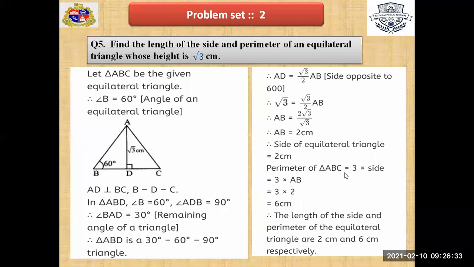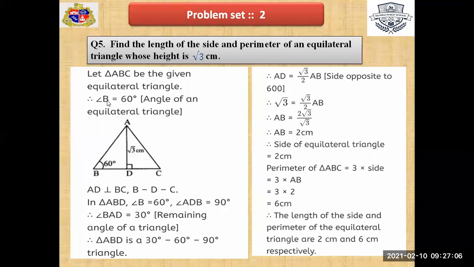Then we find the perimeter of the triangle. As this triangle is an equilateral triangle, the perimeter is equal to 3 into side. So 3 into AB, that is 3 into 2 is equal to 6 centimeter. Finally, write down the answer in statement form. The length of the side and perimeter of the equilateral triangle are 2 centimeter and 6 centimeter respectively. You can also write: the length of the side of the equilateral triangle is 2 centimeter and the perimeter of the equilateral triangle is 6 centimeter.